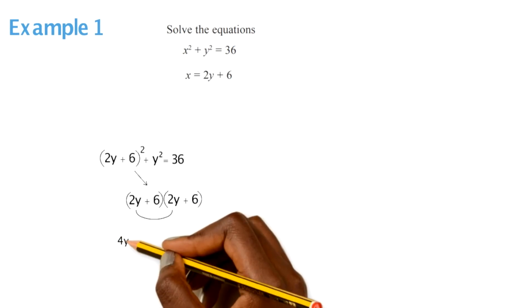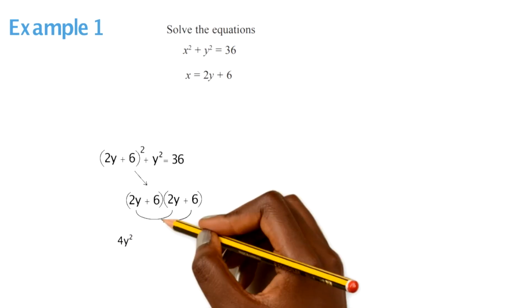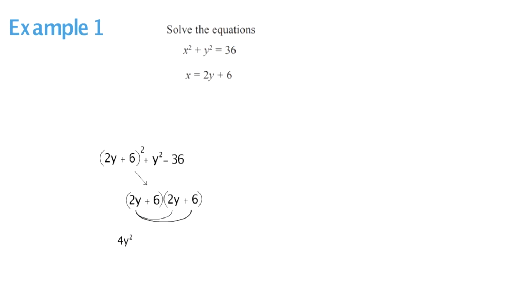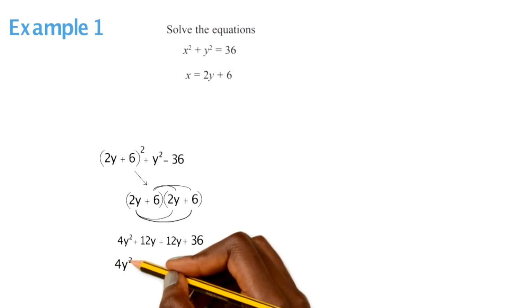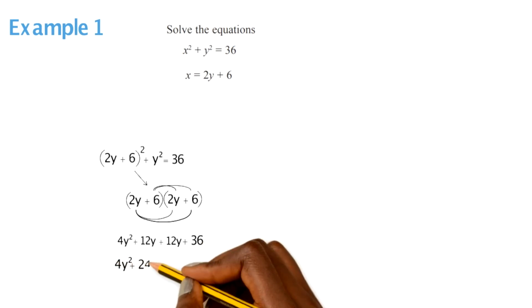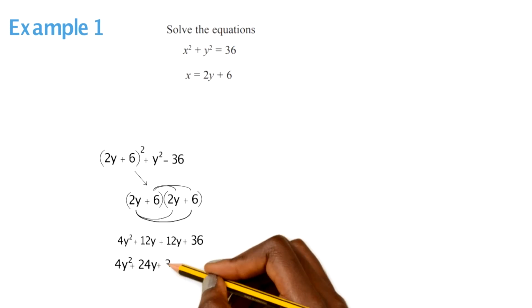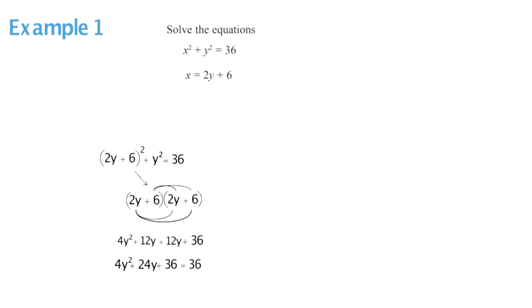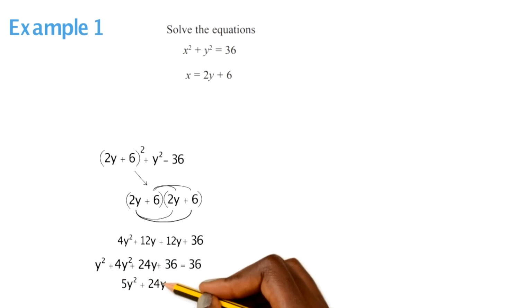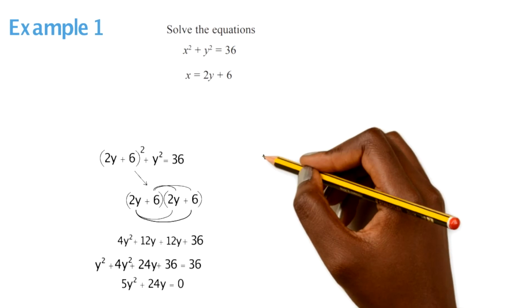So that would give us 4y squared plus 12y plus another 12y and then add 36. So then it's going to be 4y squared plus 24y plus 36 is equal to 36. And then remember, plus the y squared from before. So now we're going to simplify and again make it equal to 0.